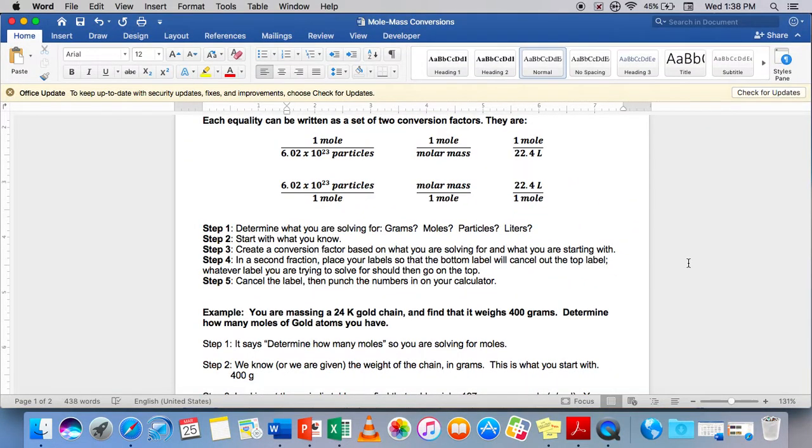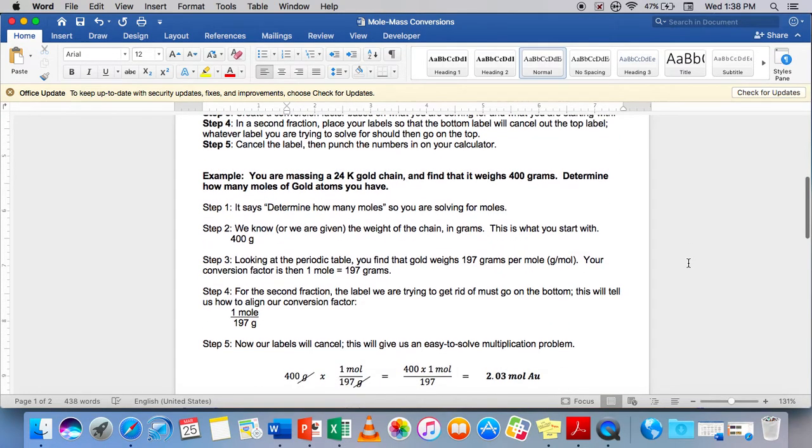Okay, in that second fraction, in that conversion, place your labels so that the bottom label will cancel out with the top. Okay, remember, you're trying to cancel out units so that the one you are looking for is the only one that remains. Okay, once you cancel your labels, you can then input the numbers into your calculator and get your answer. Okay, so let's look at an example using each of those different steps.